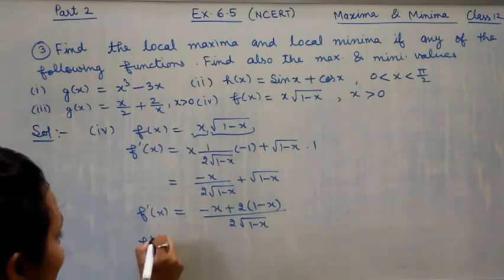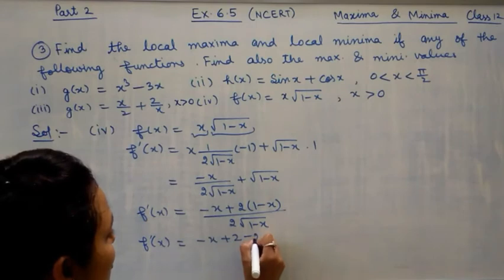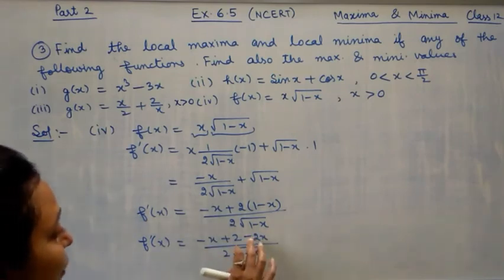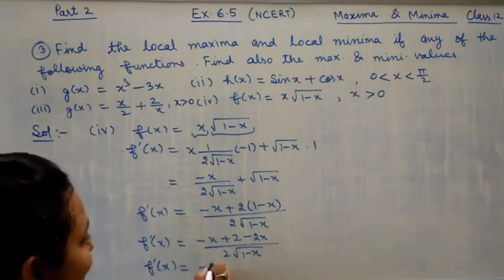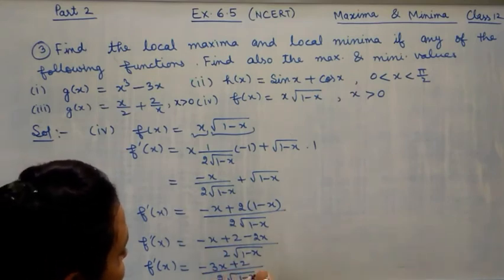Now f dash x is equal to minus x plus 2, then minus 2x upon 2 under root of 1 minus x. Now 2 and 1 make 3. f dash x is equal to minus 3x plus 2 upon 2 under root of 1 minus x.